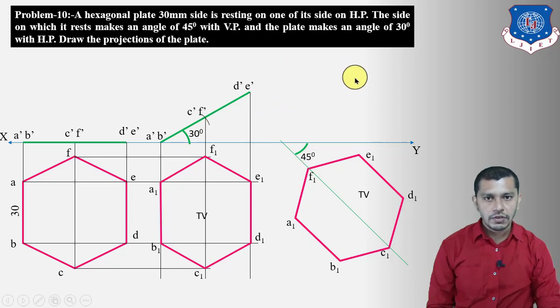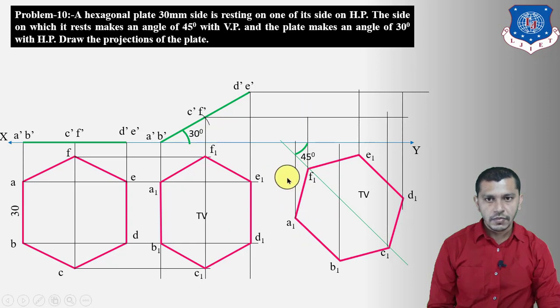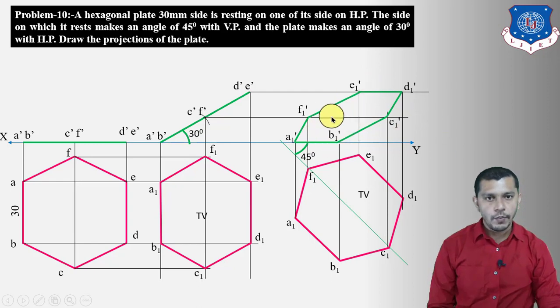Now we have to draw the elevation, and to draw the elevation, now we have to draw the locus from these points. This is a locus of DE, this is a locus of CF, and this will be locus of AB. Now project these points vertically upwards. So here we will get A1 dash, here we will get B1 dash, here we will get C1 dash, here we will get D1 dash, here we will get E1 dash, and here we will get F1 dash. Now connect these points A1 dash, B1 dash, C1 dash, D1 dash, E1 dash, F1 dash and A1 dash. We will get the final front view of the hexagon, and it is our apparent shape.